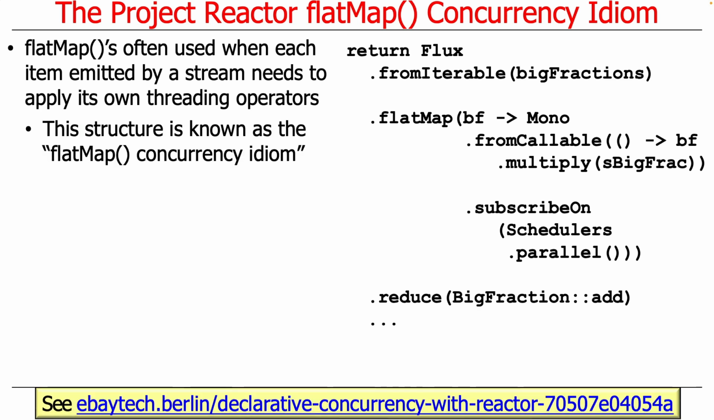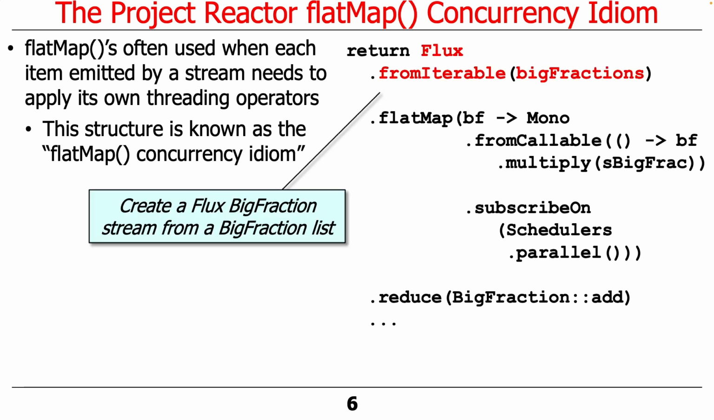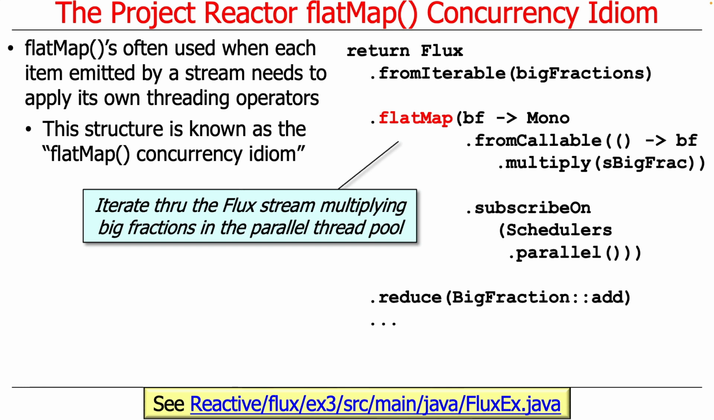And this is what's known as the flatMap concurrency idiom. Let's see how this works. We're going to take a list of big fractions and turn it into a flux of big fractions. And then for each of the elements in that flux, we're going to use the flatMap concurrency idiom. The way I think about this in this context is flatMap is kind of like a for loop, except it's not a for loop in the traditional sense. It's like a parallel for loop.